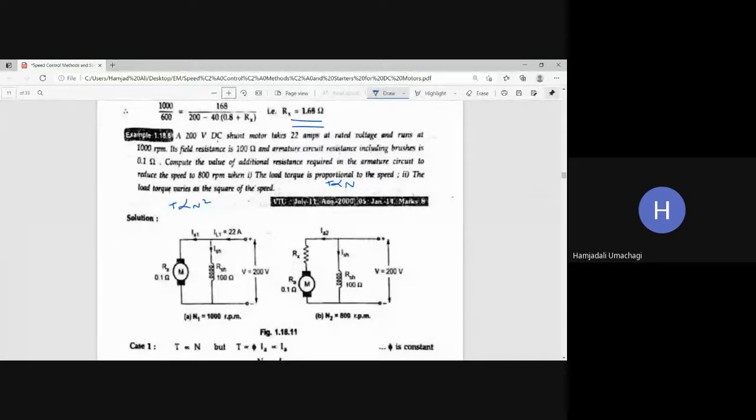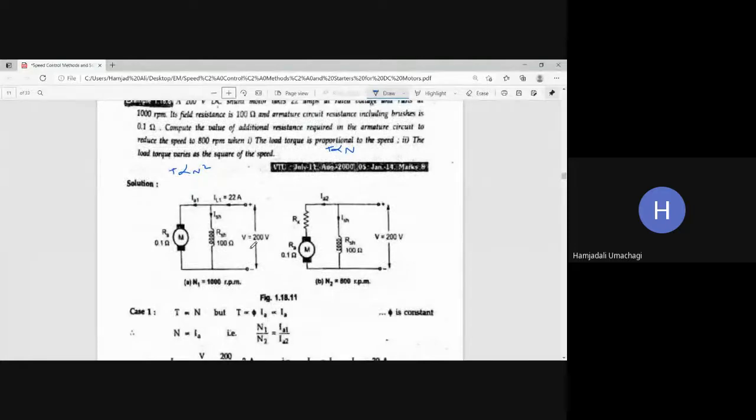Is it clear? Yes, sir. Fine. Now let us see the problem here. So this is the circuit diagram when speed of the motor is the initial speed N1 of 1000 rpm, and you have not added any resistance. And this is the second speed of the motor, that is N2 equal to 800 rpm, and its corresponding circuit diagram where Rx we have connected in series with the armature. So write down all the given parameters as per the given problem statement.